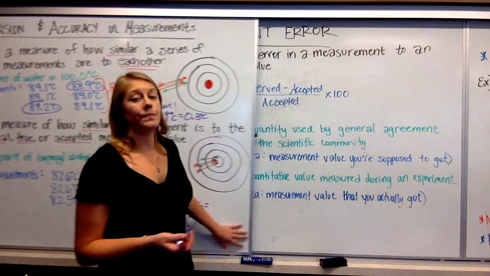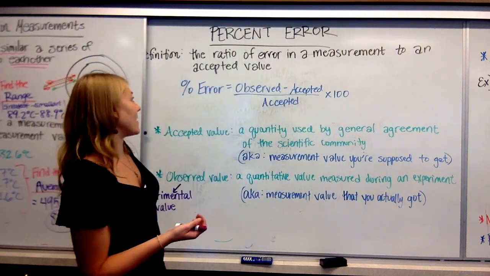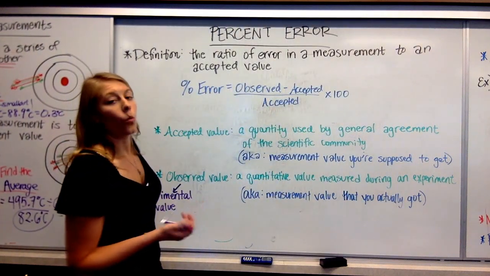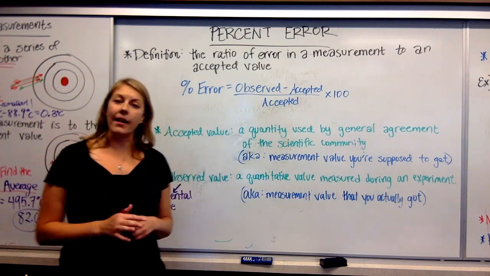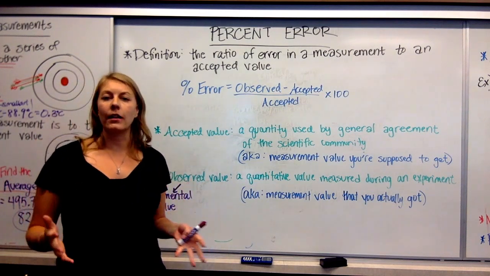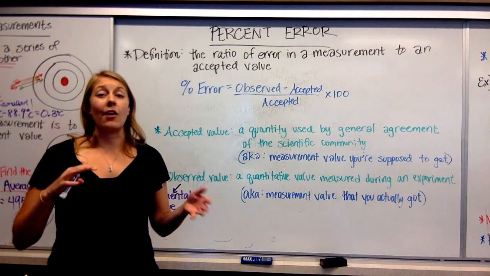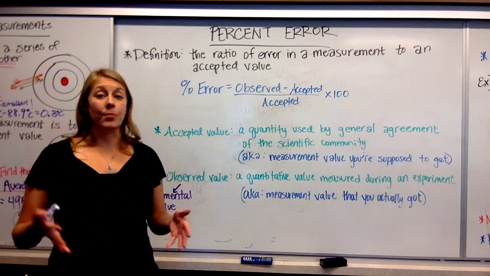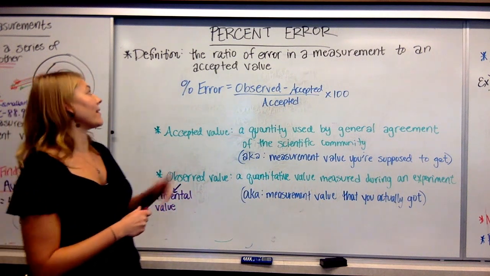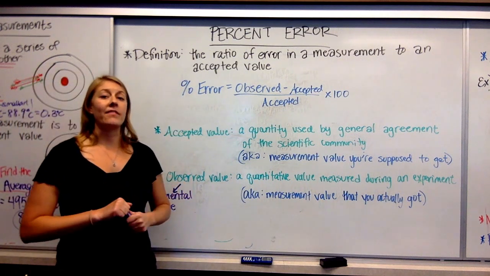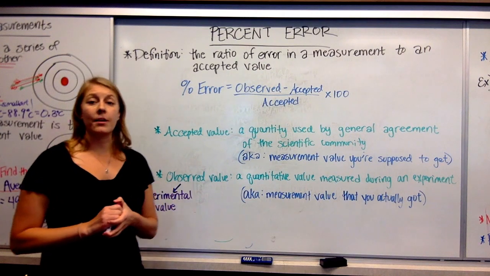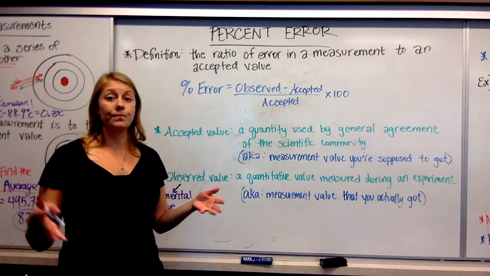Now, since we're talking about accuracy, one of the big things that we do in chemistry is to calculate our percent error, because in all of our labs and in really all the measurements that we take, we want to figure out how accurate our measurements are. And a way to do that is to calculate the percent error. Now, percent error is the ratio of error in a measurement to an accepted value, okay?